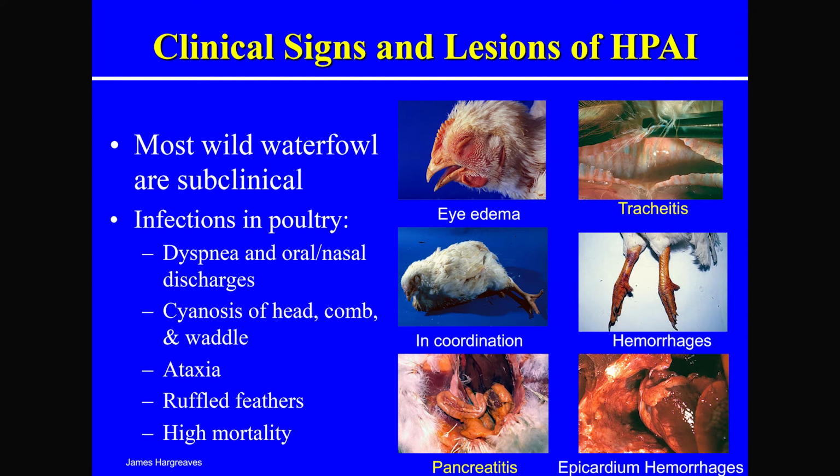Now here's some of the lesions. If you look over here, there's swelling of the face and around the eye. We've got inflammation in the trachea, a tracheitis. We have hemorrhages in the shanks of the leg. Again, incoordination here in this bird. Inflammation of the pancreas. And here we have hemorrhages on the epicardium of the heart.